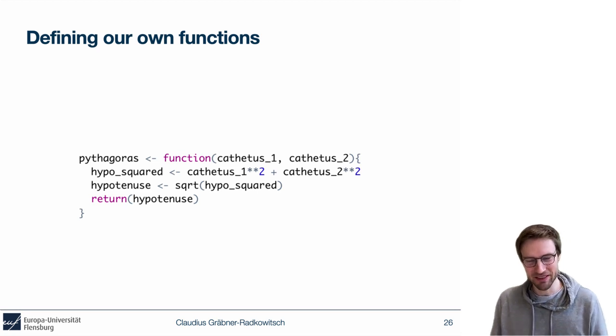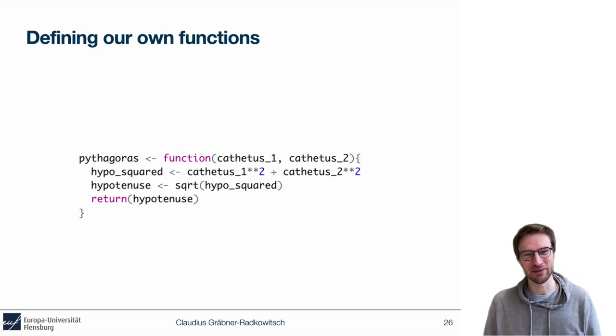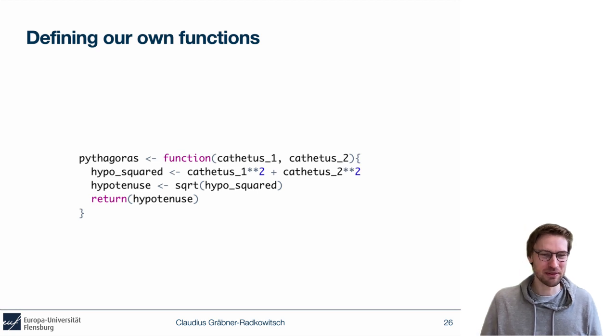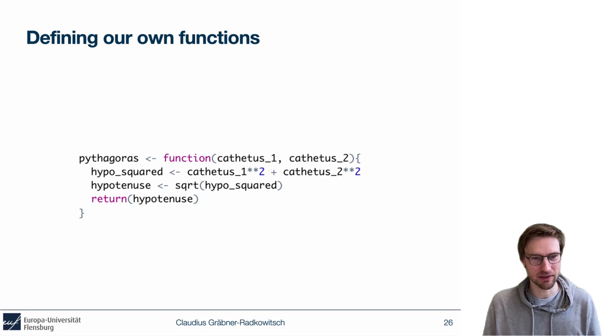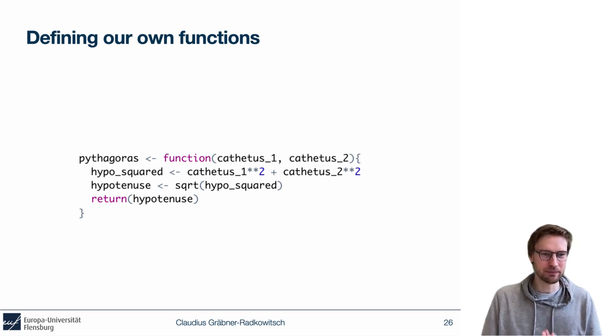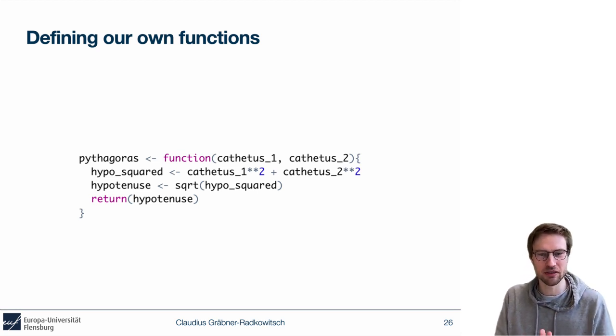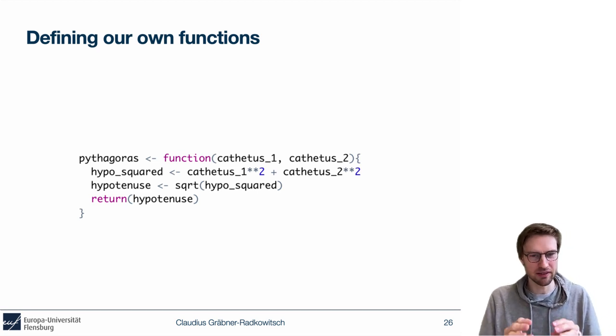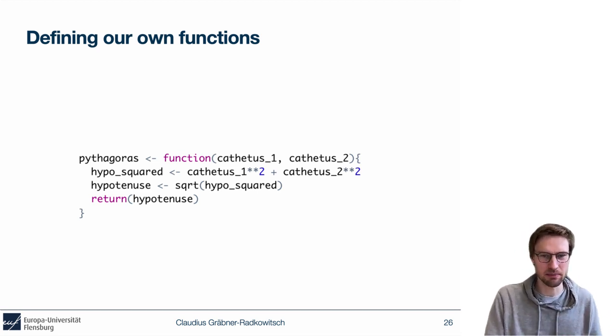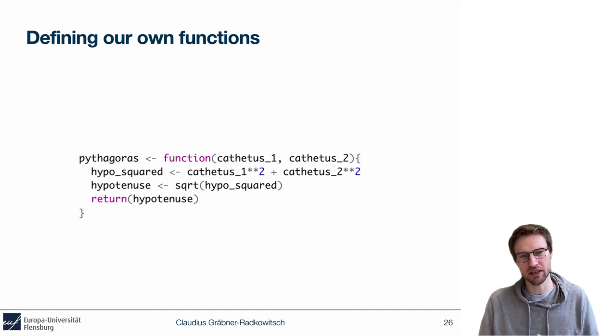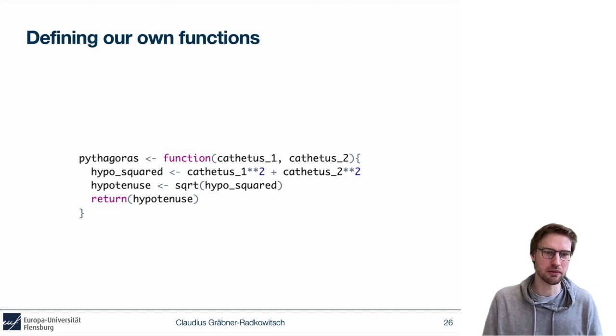This theorem, which is incredibly difficult to pronounce for people like me, helps you to compute the length of a hypotenuse in a triangle. And here is how a function definition looks. So what we do here is a function that takes as an input the length of two parts of a triangle, the cathetus 1, cathetus 2, and then uses the Pythagorean theorem to compute the length of the third part of the triangle, the so-called hypotenuse.